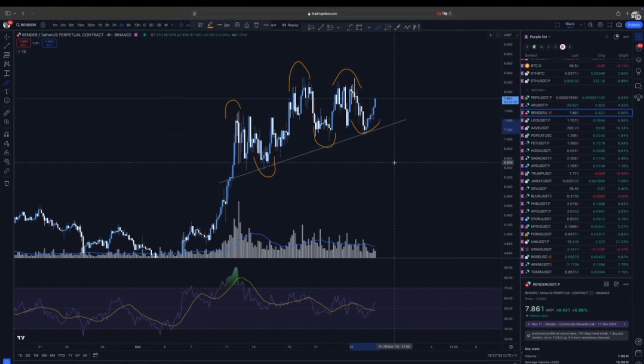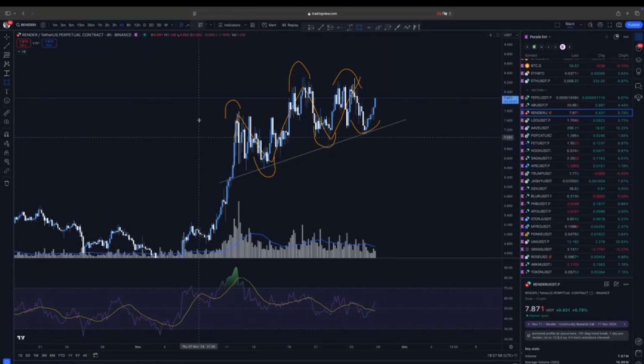Now, how do I look for shorts, right? Because it can't always be up only. We have this trend line, we have this market structure. We're going like this, we're going like this. Clearly, uptrend, and it's following this trend line. How do I know when it's time to short? When you're in an uptrend, you don't really want to short unless you're scalping.